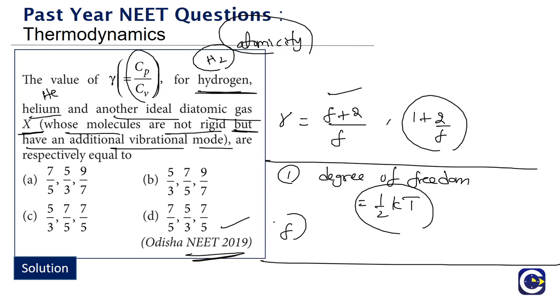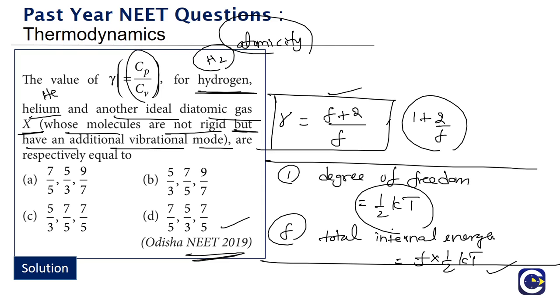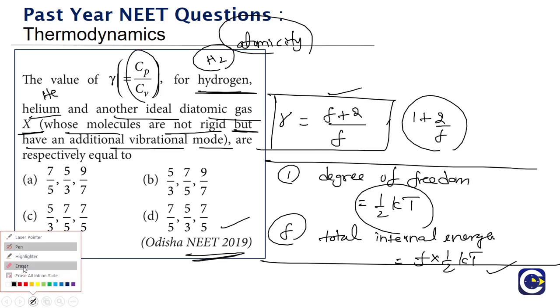So if the number of degrees of freedom for that particle is F, then for that one particle, the total internal energy will be equal to F into half kT. Simply, we have to multiply this with the number of degrees of freedom. Now from here only the relation for gamma is derived. So we are not going to get into the derivation of how gamma will be (F plus 2) by F or 1 plus 2 by F. We'll just take this as a result. Here we'll focus on how we obtain the degrees of freedom for this monoatomic, diatomic, and this gas X which is talked about.